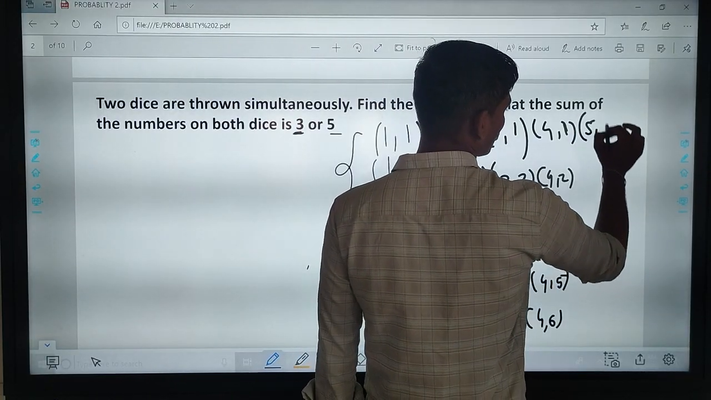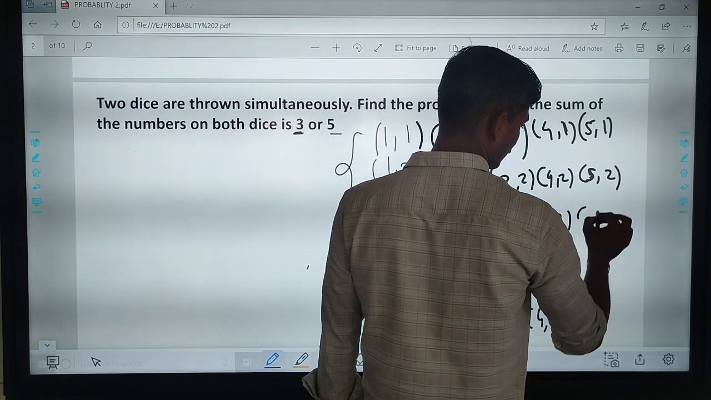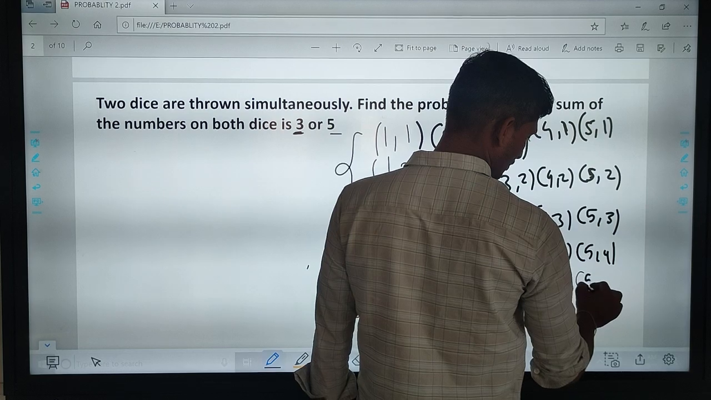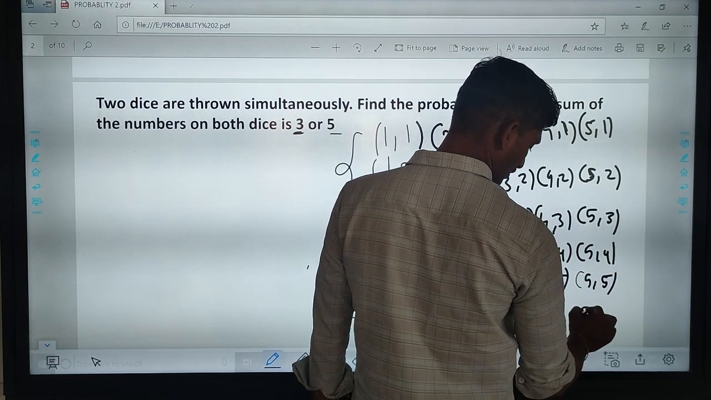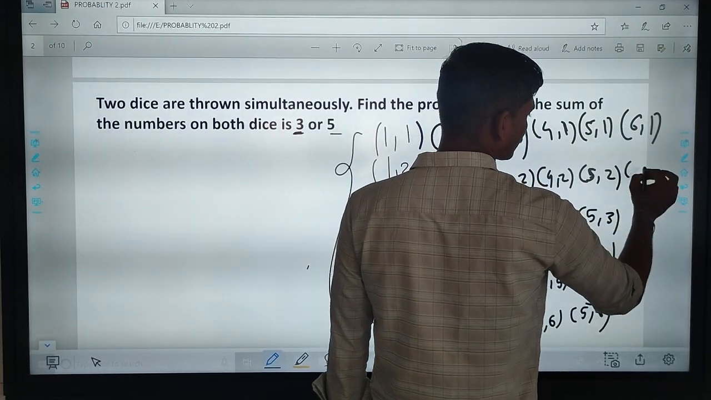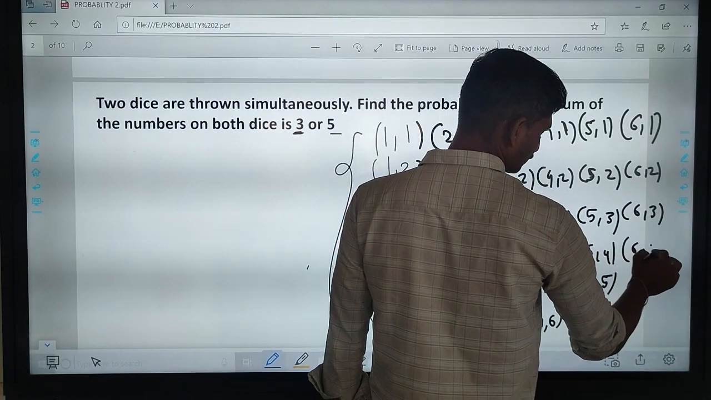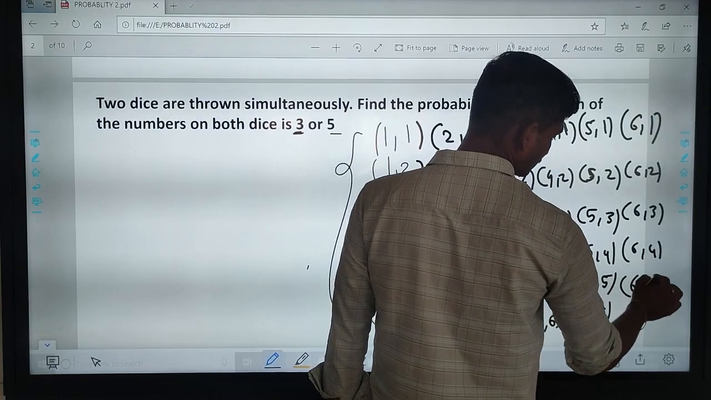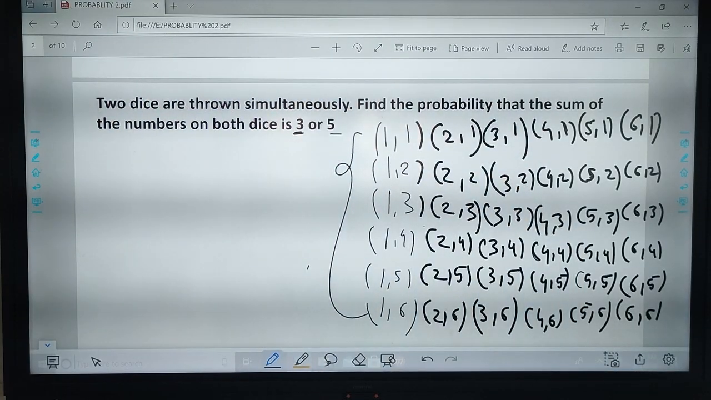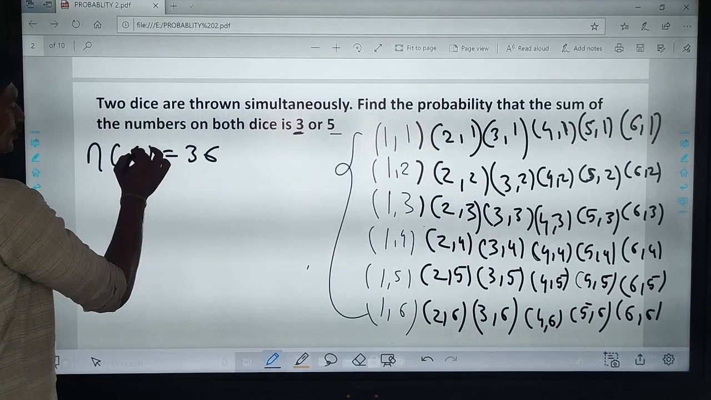Then 5: 5,1, 5,2, 5,3, 5,4, 5,5, 5,6. And 6: 6,1, 6,2, 6,3, 6,4, 6,5 and 6,6. This is your sample space. Now here the total sample space contains n of S is equal to 36.